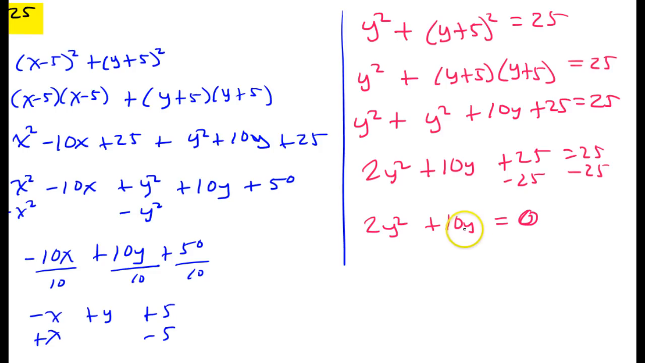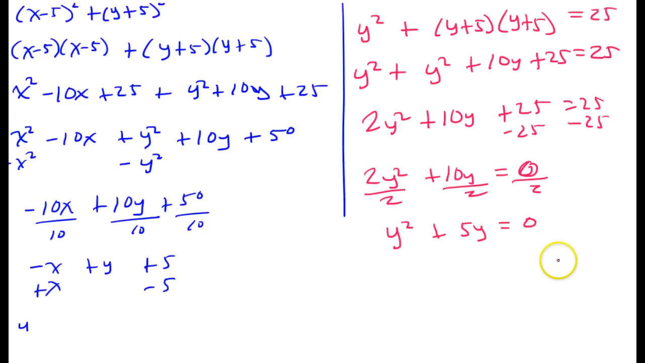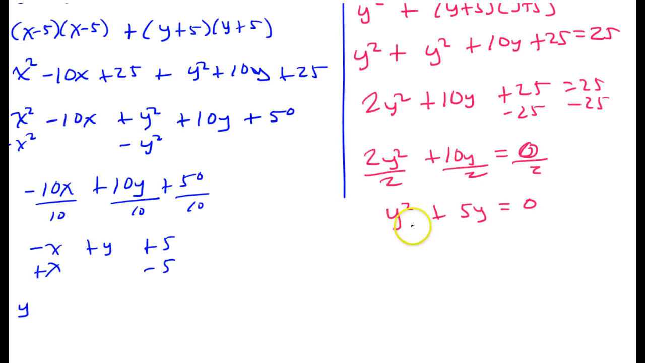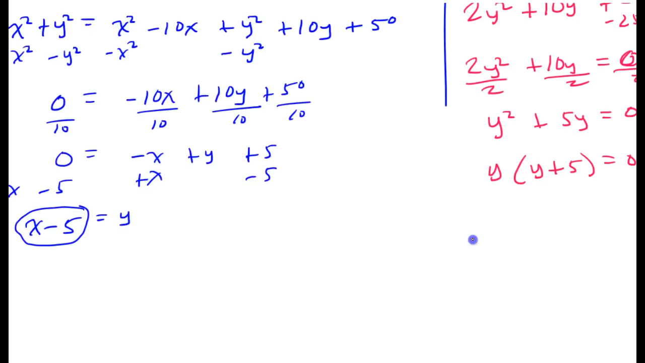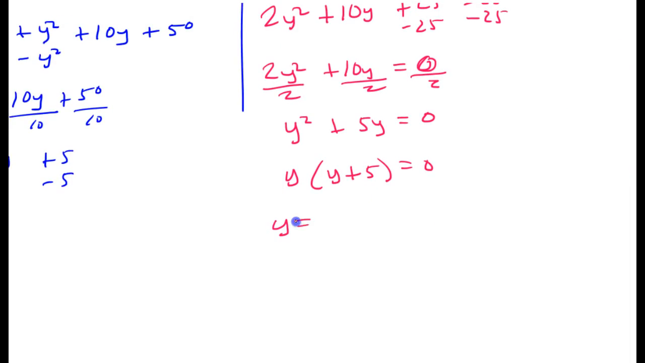This can be factored. Well, maybe I should look at it this way. First, I'm going to divide everything by 2 because these are both even. So now I've got y squared plus 5y is equal to 0. Now I have a common factor of y. So if I pull out the GCF of y, that'll be y times y plus 5 is equal to 0. Now I'm going to set each of these equal to 0. So I've got y equals 0, and I've got y plus 5 equals 0.